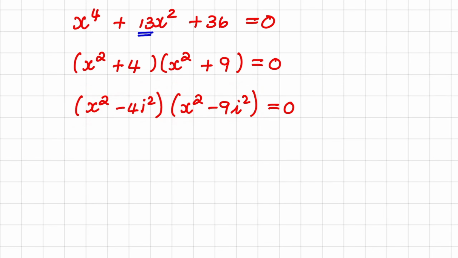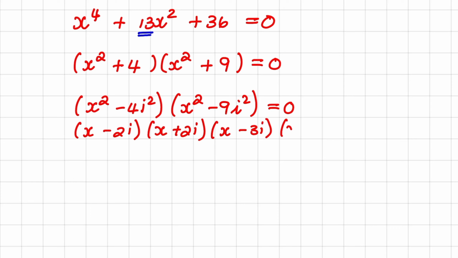So my first set of brackets would become x minus 2i times x plus 2i. And if I factor the second set of brackets, that leads to x minus 3i times x plus 3i equal to 0. And now I can solve for x by setting each of these brackets equal to 0. So that will lead to x can be equal to plus or minus 2i, or x can be equal to plus or minus 3i.